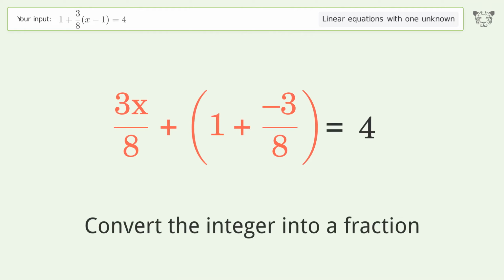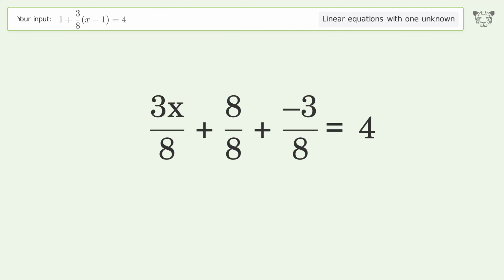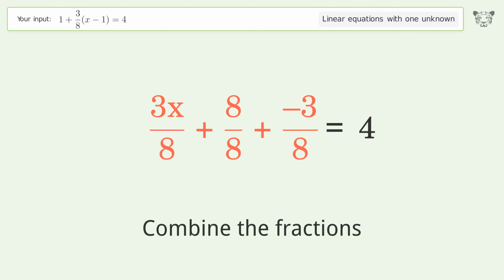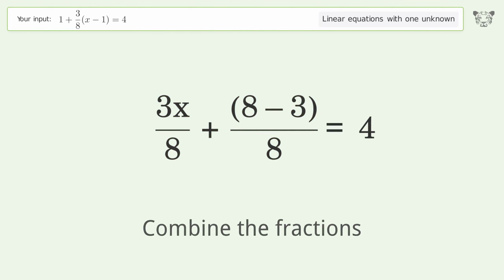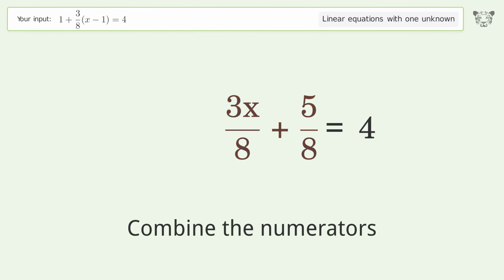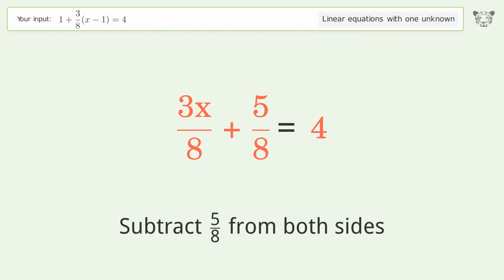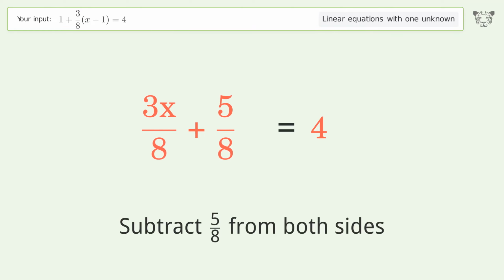Convert the integer into a fraction. Combine the fractions. Combine the numerators. Group all constants on the right side of the equation. Subtract 5/8 from both sides.